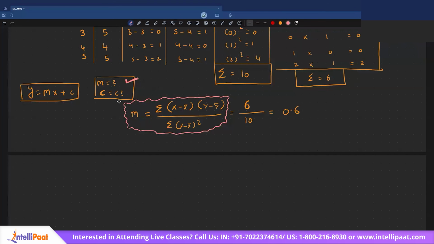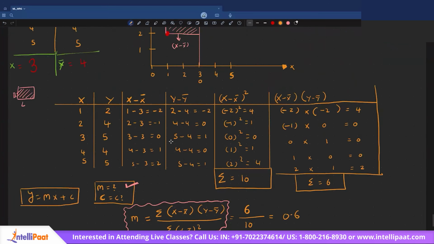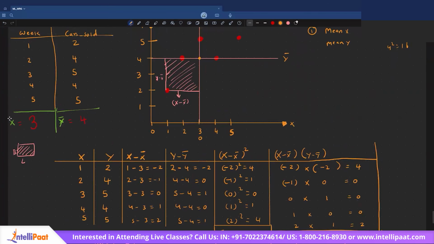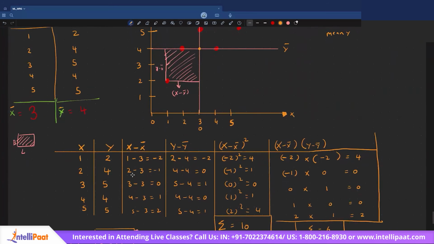No, we don't have the value of c. So to calculate the value of c, how do we calculate it? The formula to calculate the value for c, you have to use this equation: y bar is equal to m x bar plus c. Now tell me, in this equation, do we have the value of x bar and y bar already given to us?